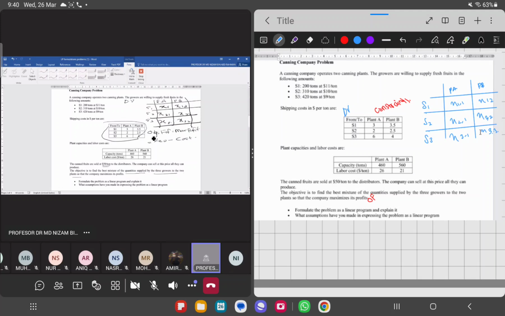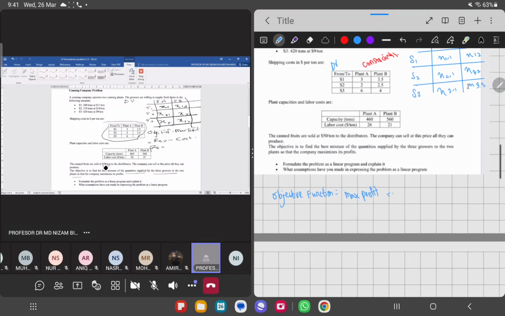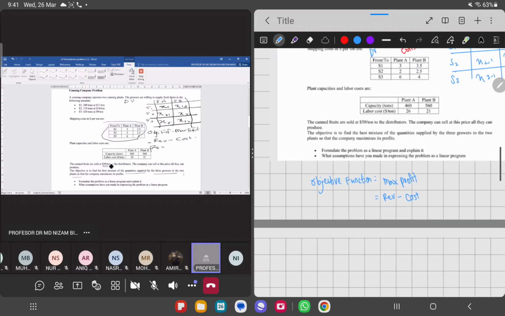So now your objective function consists of 2 parts. One revenue, one cost. So you have to define revenue and you have to define cost. Revenue equals what? If you read here, the canned fruits are sold at $50 per ton to the distributor. The company can sell at this price all they can produce. So basically, revenue for this situation is $50 per ton, times whatever number of tons they can produce, right?